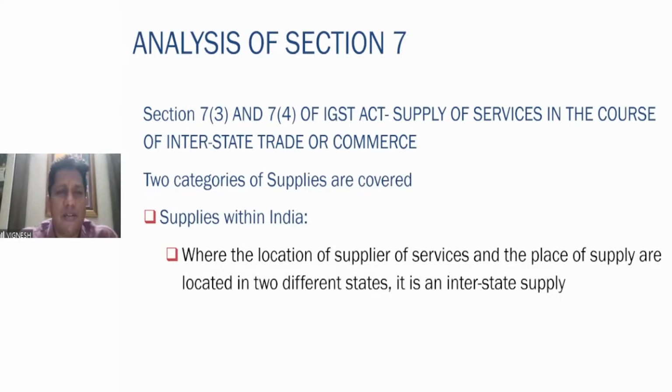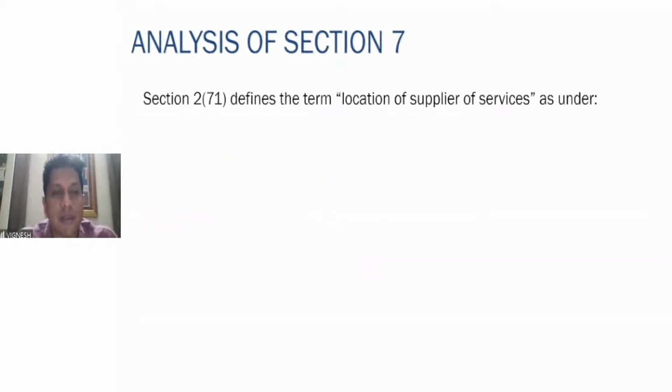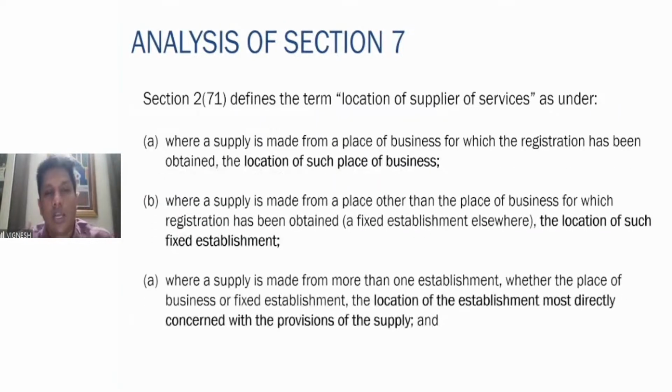Then 7, 3 and 4 talk about the services, where the location of supplier and place of supply are in 2 different states, interstate supply. And location of supplier of services is defined in the CGST Act 2017. Though location of supplier of goods is not defined, location of supplier of services is defined. Because for a supplier of goods, it is easy to understand, because the goods are present there, he is also present there. So the location of supplier of goods can be easily understood.